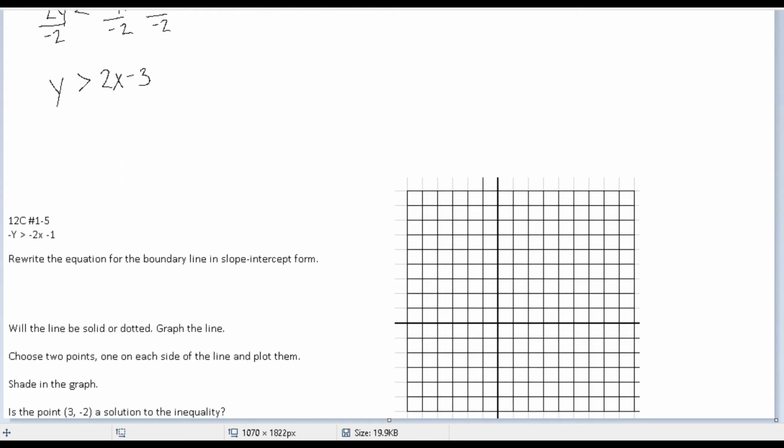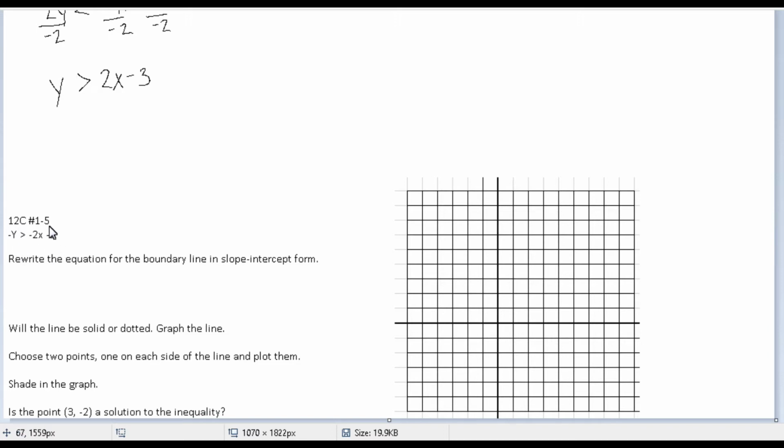Alright, last one for the homework video. 12c, and I'm going to go ahead and do all of it, numbers 1 through 5. Alright, we're given an inequality and we're supposed to rewrite the equation for the boundary line in slope-intercept form. So this inequality is our boundary line. If we plot this just as a line, that would give us what we need to shade on one side or the other. So that is our boundary line.